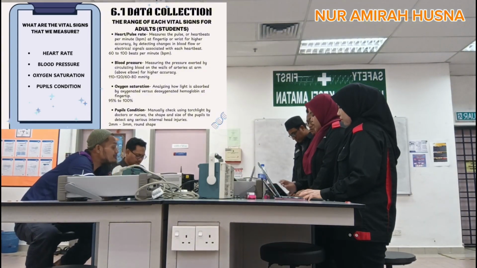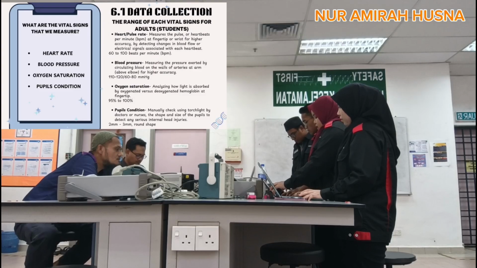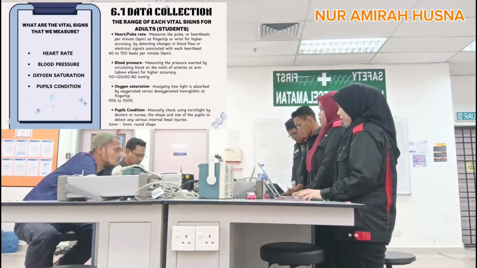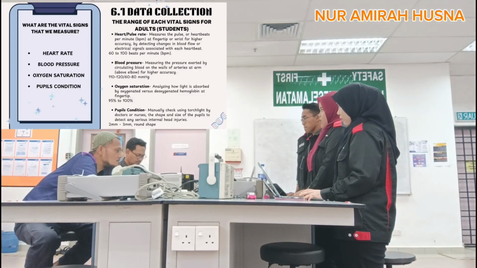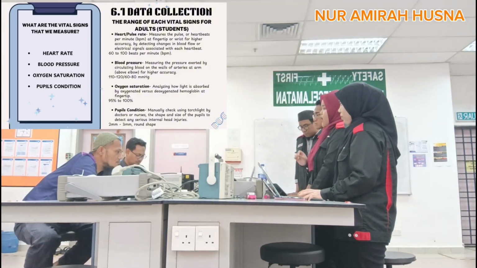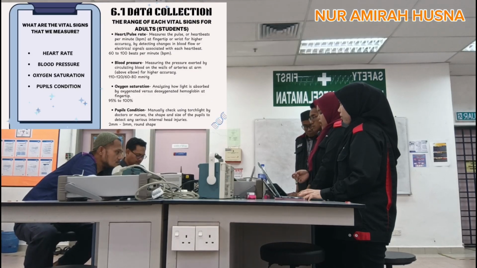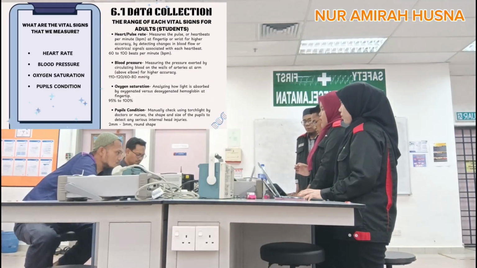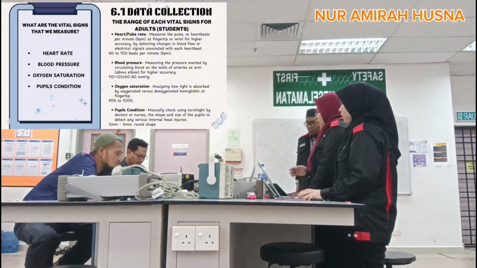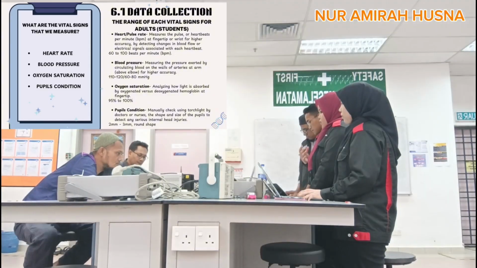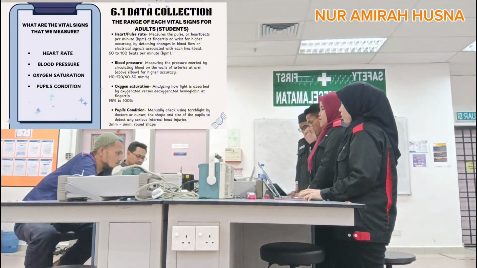The last one is glucose condition. This is actually the first vital sign that medical staff will check. They will check manually using a torchlight and see the size of the pupil. Is it 2 to 3 mm in size? And it must be in round shape. If not, it means that the patient has severe head injuries.